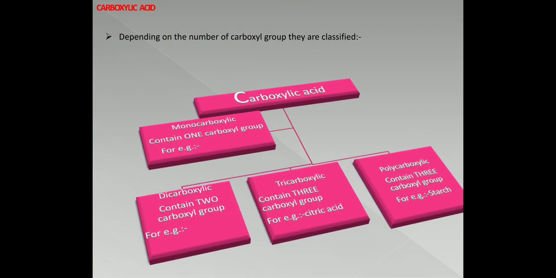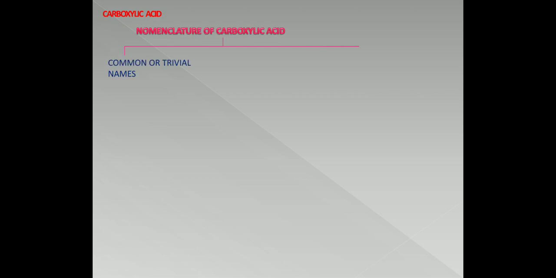Now depending on the number of carboxylic groups, they are classified as monocarboxylic acid containing one carboxylic group, dicarboxylic acid, tricarboxylic acid, otherwise polycarboxylic containing more than 3 carboxylic groups. See the examples like acetic acid, CH3COOH, is a monocarboxylic acid, and oxalic acid. Now nomenclature of carboxylic acid. Two systems here. One is the common name and second is IUPAC naming.